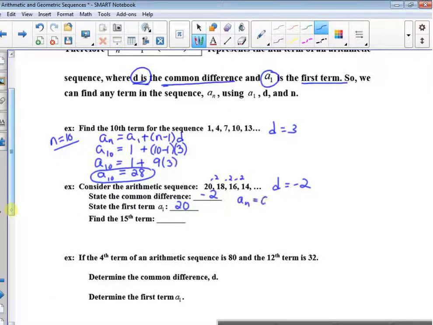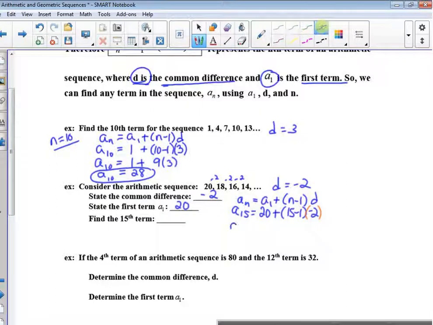a sub n equals a sub 1 plus n minus 1 times d, and we are looking for a sub 15. a sub 1 we know is 20. n is 15, and our common difference was negative 2. Don't leave it the way I just did. Make sure you put parentheses around that because it's multiplication.